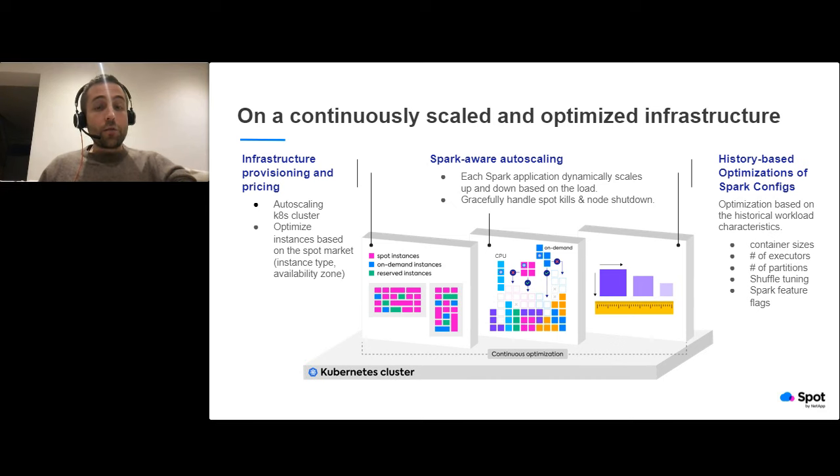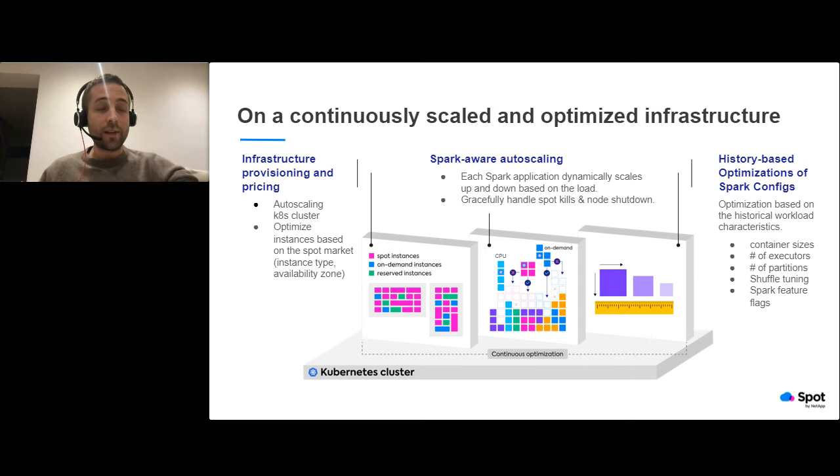And last thing on the optimized infrastructure side, Ocean Spark will automatically tune certain infrastructure parameters and Spark configurations to make your Spark pipelines more stable and more performant. So what are the things that we tune? Container sizes, number of Spark partitions, number of Spark executors, as well as specific Spark feature flags. Some of these optimizations are just based on rules. So we see your input and we determine what number of partitions to use. And some of them are based on the historical performance of your Spark pipelines.